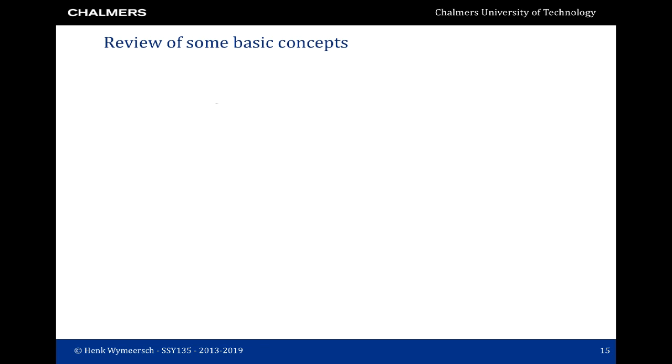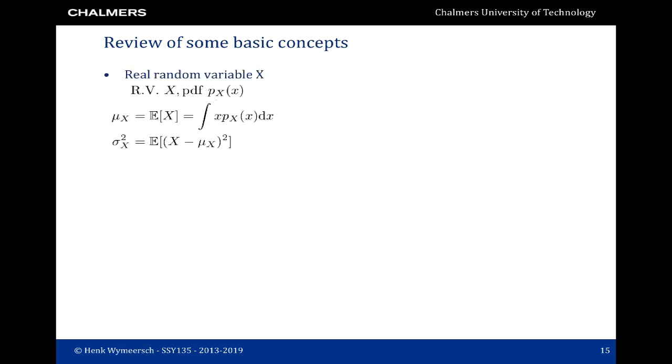We now recall some basic concepts from probability. So when we have a real random variable, we can associate with this a probability density function if the variable is continuous, or a probability mass function when the variable is discrete. The mean and variance of this random variable are given here. So the mean, also written as expectation of x, is the integral of x with respect to the density. The variance is the expectation of x minus the mean, squared. So it tells you how much the variable is spread out around the mean.